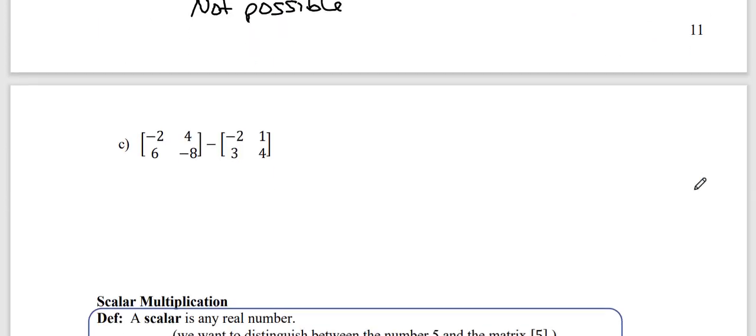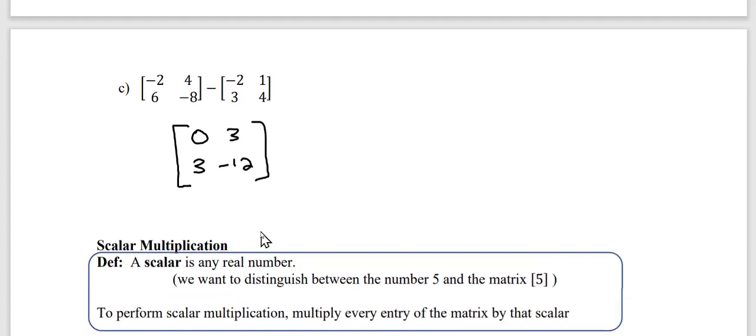corresponding things. I just did a third example here with subtraction because it's really easy to lose track of your negative here, so be careful. -2 minus -2 is going to be 0. 4 minus 1 is 3. 6 minus 3 is 3. -8 minus 4 would be -12. So that's that matrix with the subtraction in there.